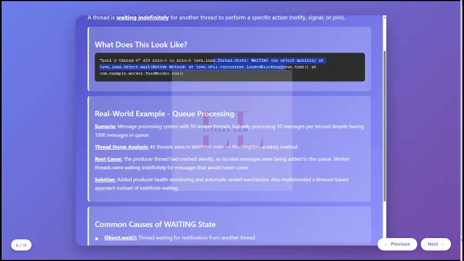So our solution was twofold. First, we added producer health monitoring with automatic restart. And second, I implemented a timeout-based approach instead of indefinite waiting, so the threads could detect and recover from this kind of failure.